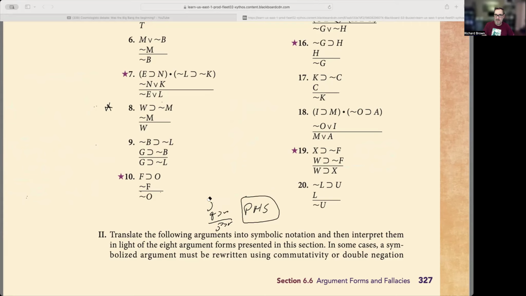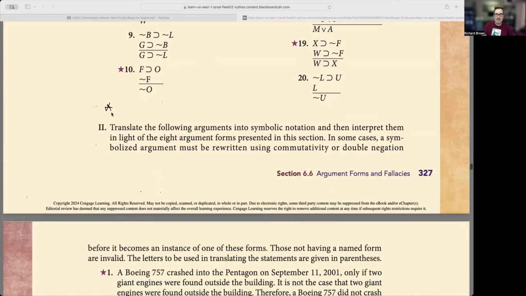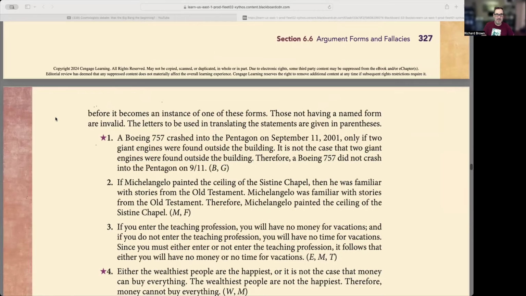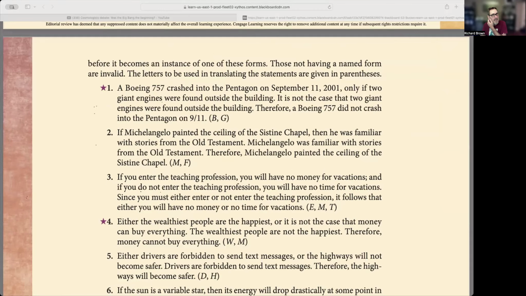So now we only have to do the next section. The next section is basically exactly the same, but we have this command to translate the statements into symbolic form before we do the thing that we just did. So let's go ahead and do this now. So number 1 says a Boeing 757 crashed into the Pentagon on September 11, 2001. Somewhat of a weird example. Only if 2 giant engines were found outside the building. It is not the case that 2 giant engines were found outside the building. Therefore, a Boeing 757 did not crash into the Pentagon on 9/11.